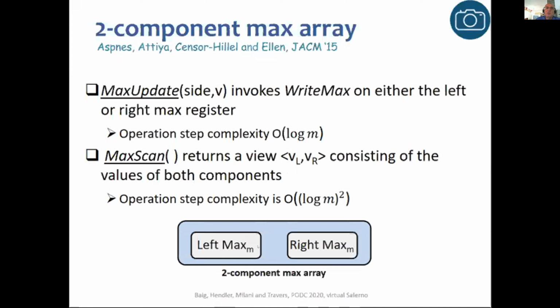So we call this component the left and the right components, and the object supports two operations. The max update operation invokes the write max operation on either the left or the right component of the array. And the max scan operation simply returns an atomic view of the two components. When the values of both max components are bounded by m, the worst case step complexity of the max update operation is O of log m, while that of max scan is O of log m squared.